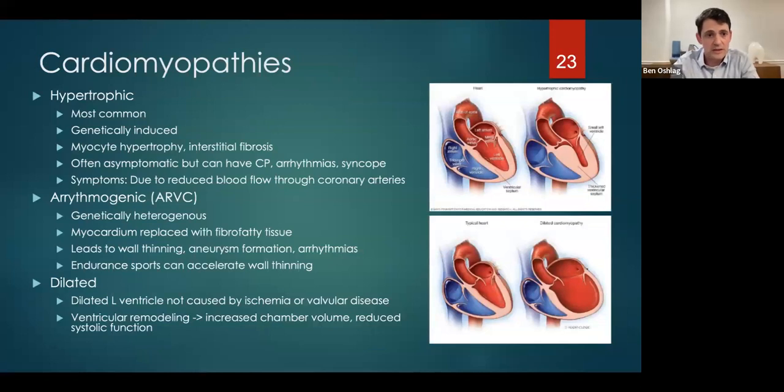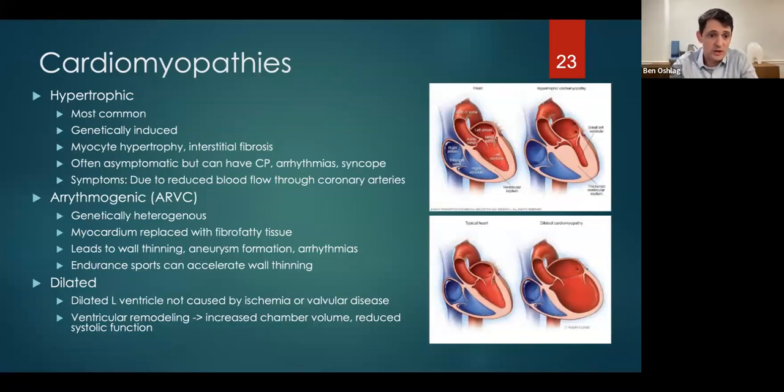Cardiomyopathies, just to talk about them a little bit. The most common, again, hypertrophic cardiomyopathy, is a genetically induced pathology. It involves myocyte hypertrophy and interstitial fibrosis. You get a thickened intraventricular septum, which can then obstruct the outflow tract. You're often asymptomatic, but once you do have enough fibrosis and hypertrophy there to start reducing blood flow, you can have chest pain, arrhythmias, syncope, and certainly sudden death.